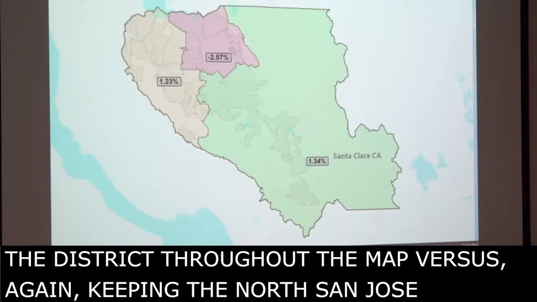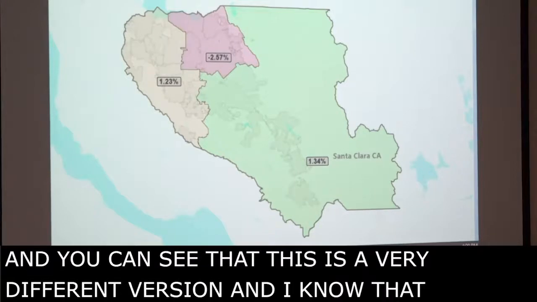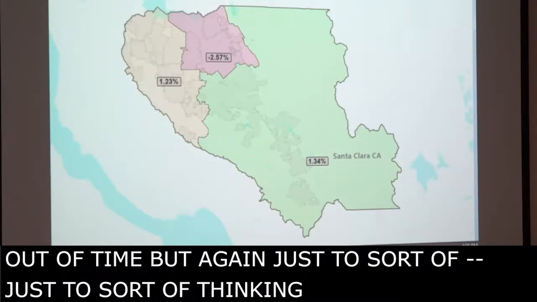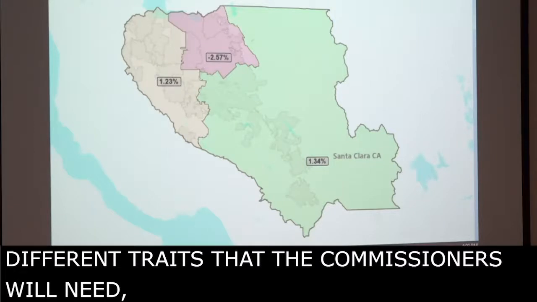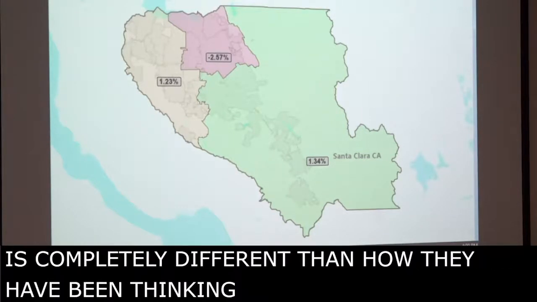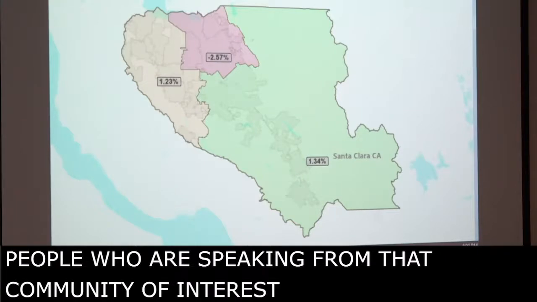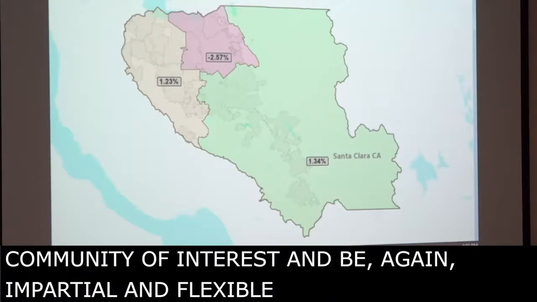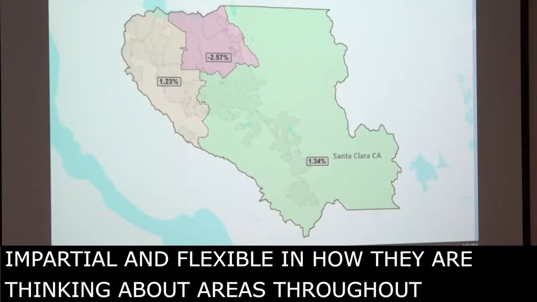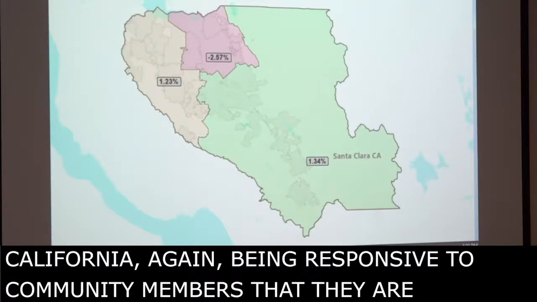So I know that we are out of time. I think, again, just thinking about all of the different traits that the commissioners will need. They'll need to be impartial. A community of interest might emerge that is completely different than how they've been thinking about that area, but they'll need to be able to listen to the people who are speaking from that community of interest and be, again, impartial and flexible in how they're thinking about areas throughout California. Again, being responsive to community members that they're hearing from, and complex problem solving.